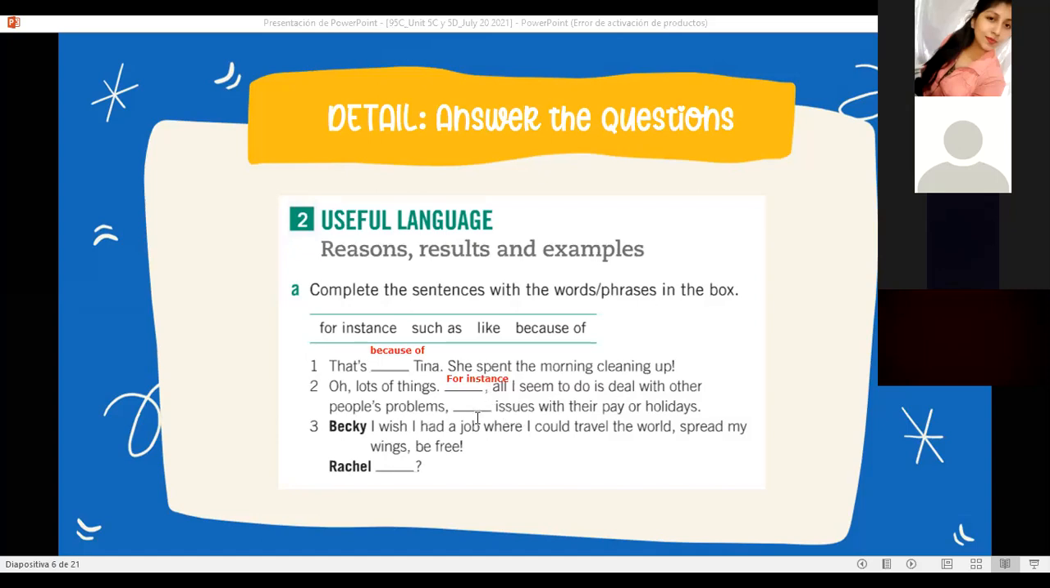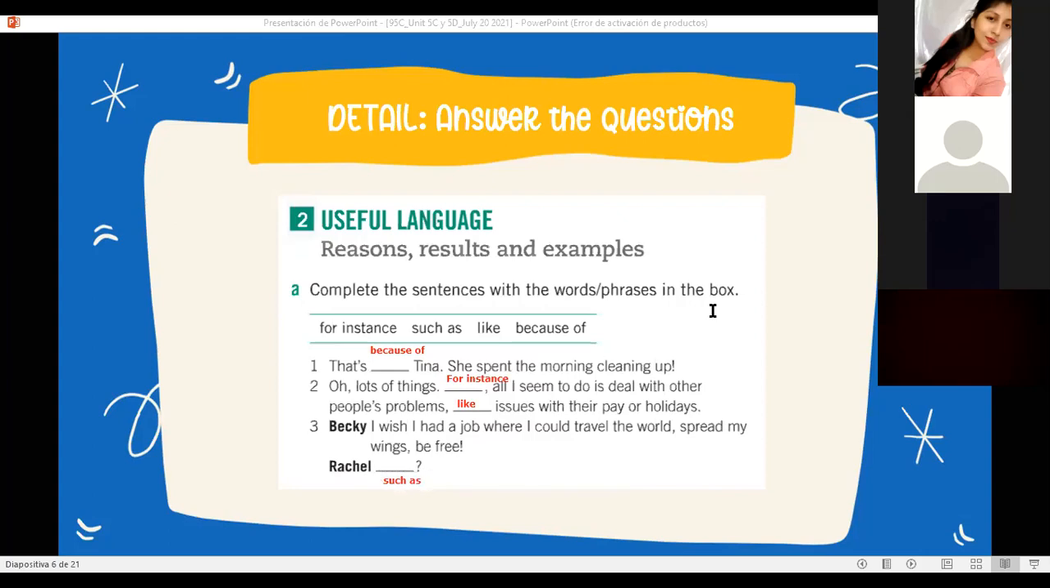What could be the next answer right there? Like, teacher. Okay, could be like issues with the payment or holidays. I wish I had a job where I could travel the world, spread my wings, and be free. And the last one we have is such as, right?